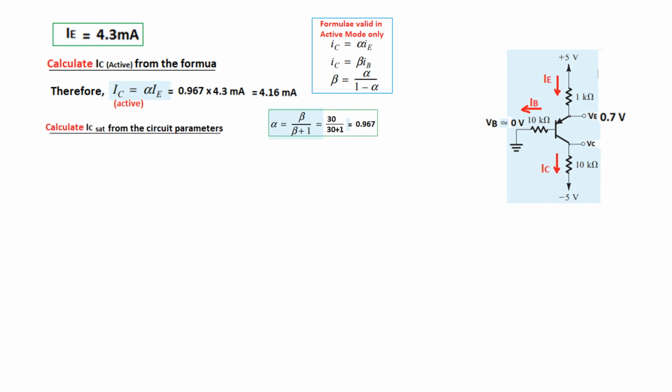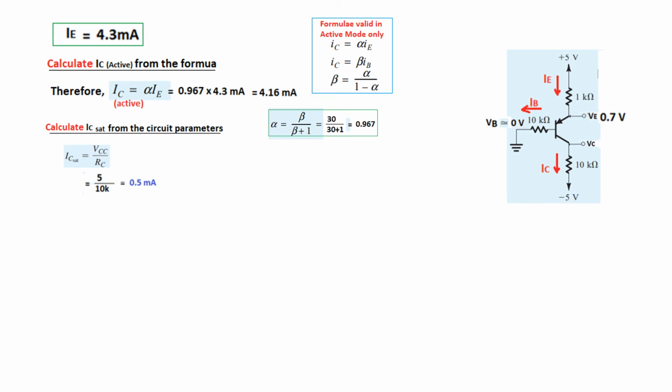Now we'll find IC saturation, or IC maximum, that we discussed. As I mentioned, the simplest way is to use VCC over RC. So 5 over 10K, or you can see VCC minus 5 over 10. So the current is 0.5 milliampere.